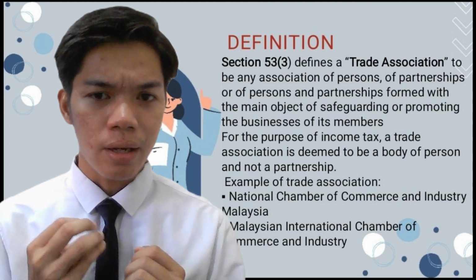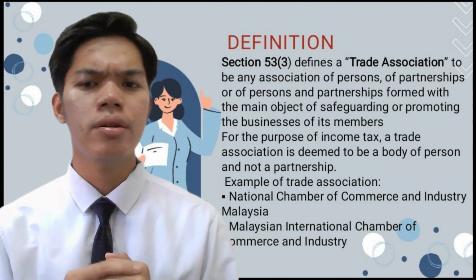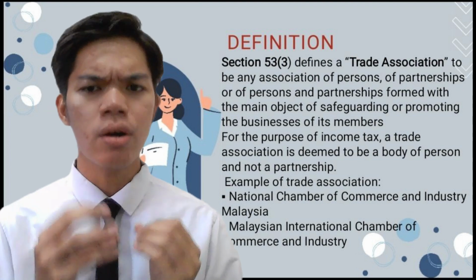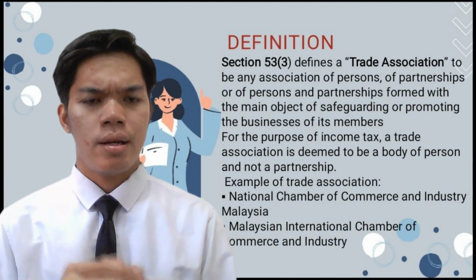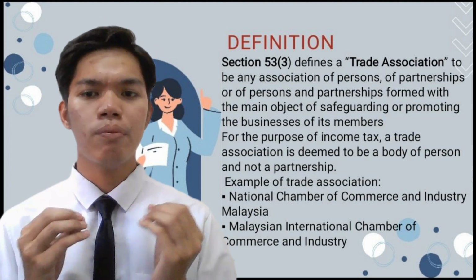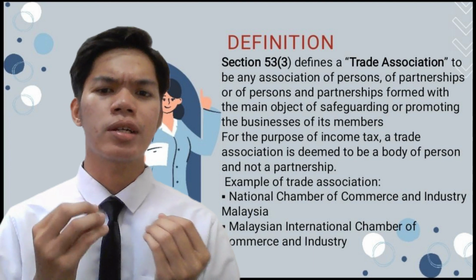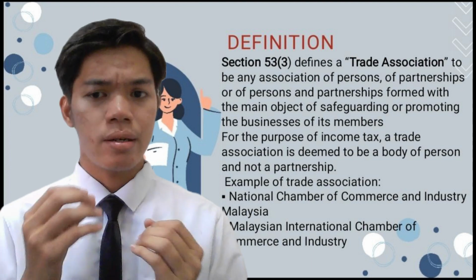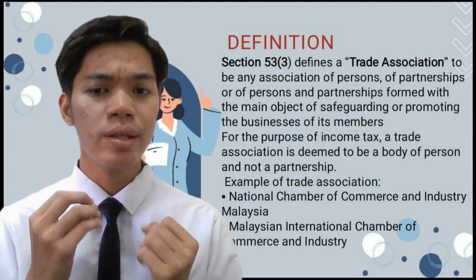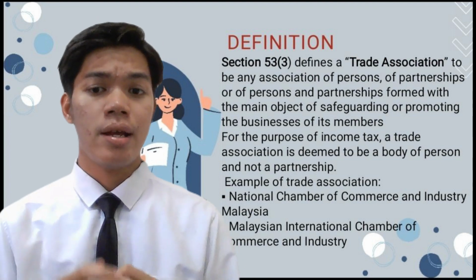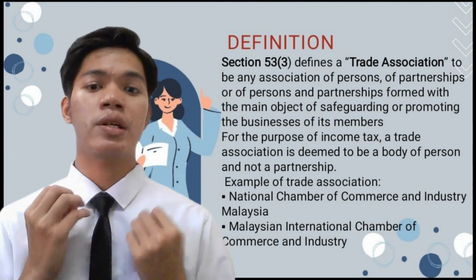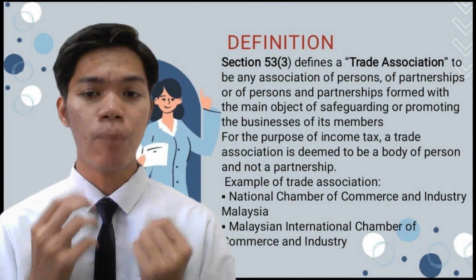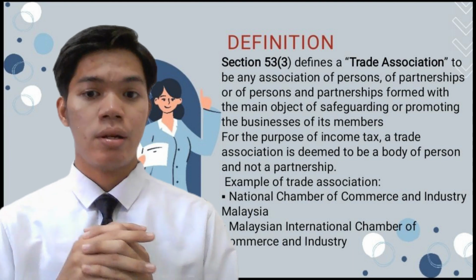It is considered a body of persons and not a partnership. All of its members must carry on a business. The specific provision applicable to a trade association is Section 53 of the ITA. A trade association resident in Malaysia will be taxed at a scale rate similar to those applicable to a resident individual as specified in Part 1 of Schedule 1 of the ITA.